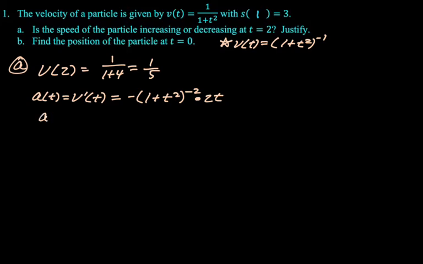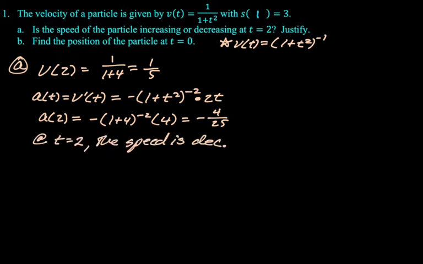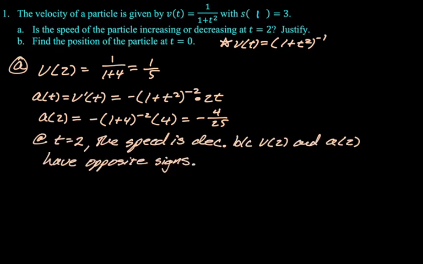So when we plug 2 in, we get negative quantity 1 plus 4 to the negative second times 2 times 2, which is 4. All right, and then that's 5 to the negative second, which is 1 over 25, so we are getting negative 4 over 25. So looking at this, we know that the velocity is positive and the acceleration is negative, so I'm going to say that at t equals 2, the speed is decreasing because v of 2 and a of 2 have opposite signs, which is really all you need to justify that.